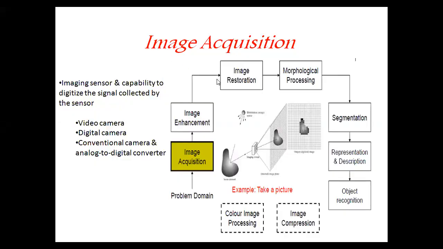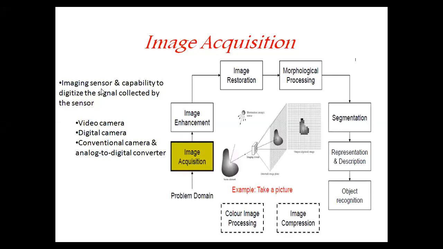In this image acquisition, this is the way to take a picture. A digital image is a function f of x comma y. Here x and y coordinates are called spatial coordinates. In this way, we are capturing the image by using the digital camera, and finally we are getting the digital image. So this is a way to take a picture.